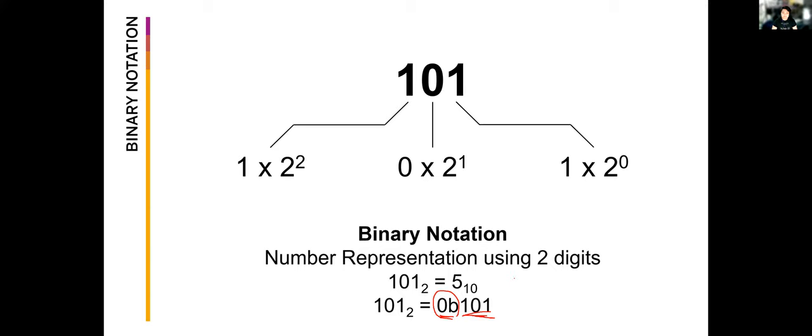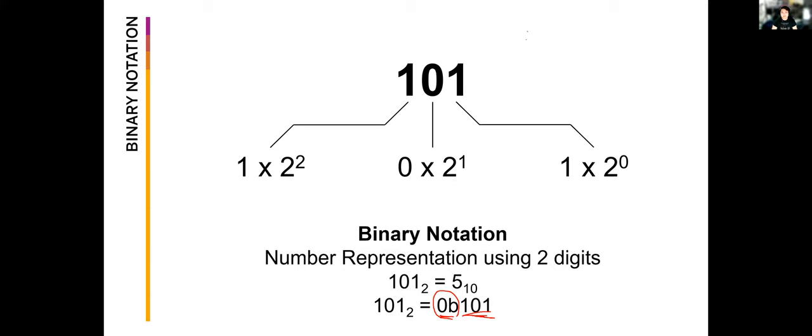Okay. Thank you, sir. So again, that's all. We simply add these items to arrive at the equivalent number. That's how we convert binary to decimal.